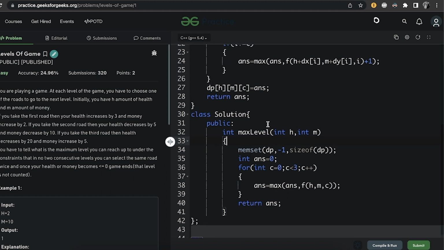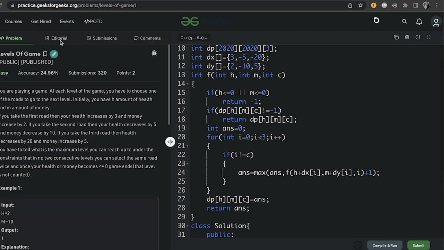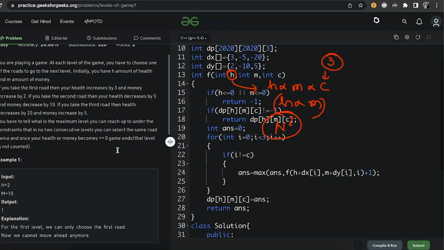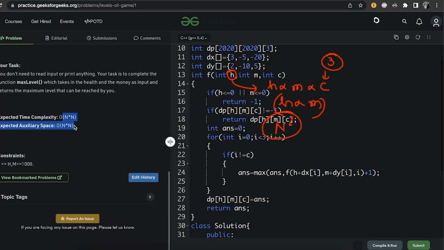So now let us talk about the time complexity of the solution. Calculating the time complexity of the solution is very easy. This one is of h, and this one would be incremented n times. So h multiplied by m multiplied by c. And we know that c is a constant, that is 3. That means it is h into m, which is nothing but n square, which is the desired time complexity. And if we talk about the space complexity, it is also the same, the array itself. These are the two desired space and time complexities.